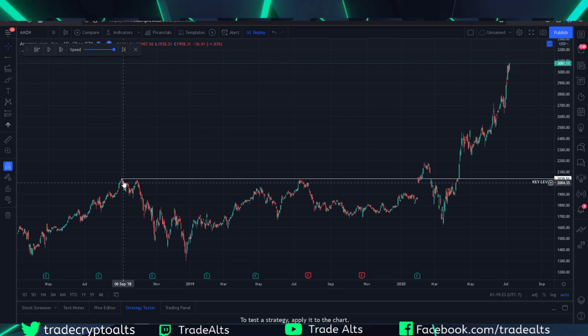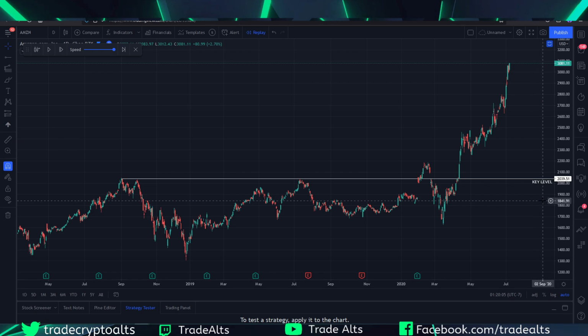You can see how important this level was for so long. Literally September of 2018 all the way to April of 2020. This one single level was so critical to trading Amazon. Just this one line alone, not looking at any other indicators. If you only understood how this resistance level worked, you could have made multiple really nice trades off of this level just by knowing this one level existed.